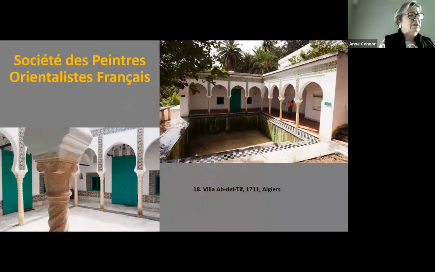In North Africa, a lot of painters came, and they literally founded different groups that would welcome, in villas, painters coming from the north and enjoying the setting. So this is one of them, the Société des Peintres Orientalistes Français, which was in the Villa Abd-el-Tif in Algiers and has become a museum now dedicated to that movement. So let's look at some of the works.